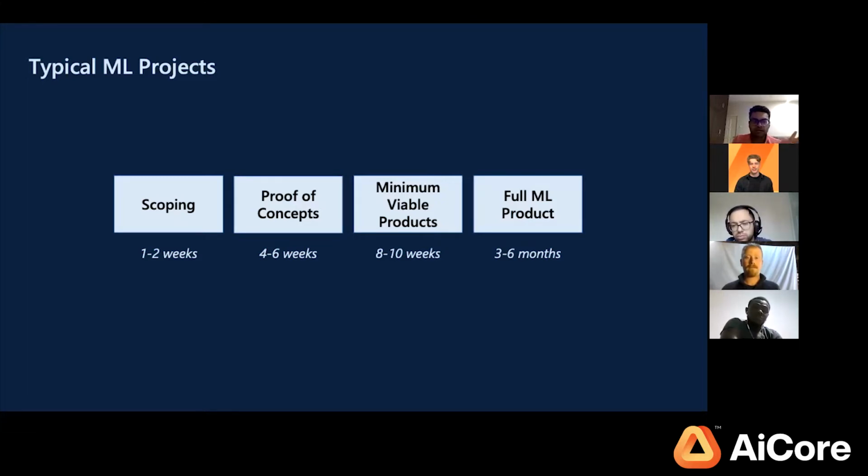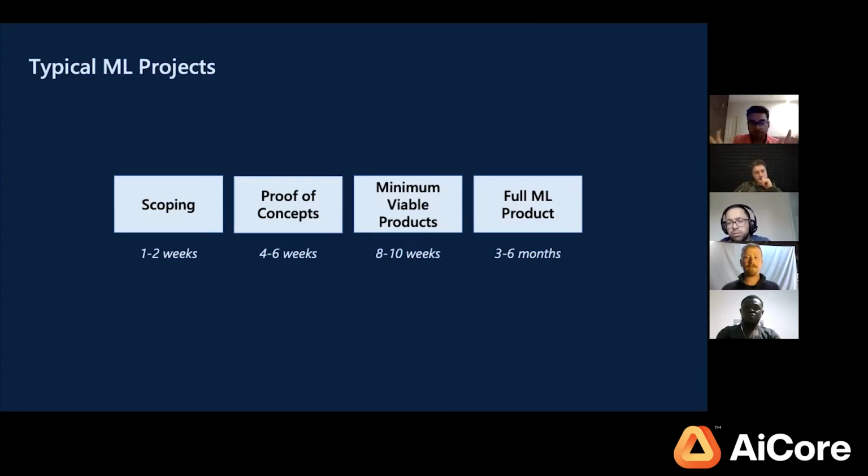Below each of these typical ML projects, I also gave a quick estimate of how long each type of project would take. Again, these are very rough estimates. Depending on your project and your company, this could be quite different. So scoping typically shouldn't go more than 2 weeks.